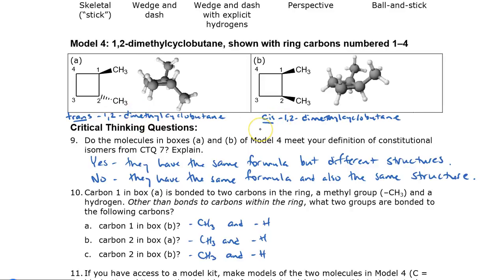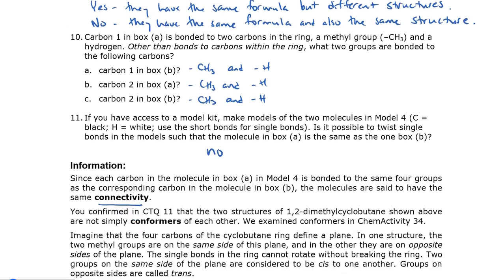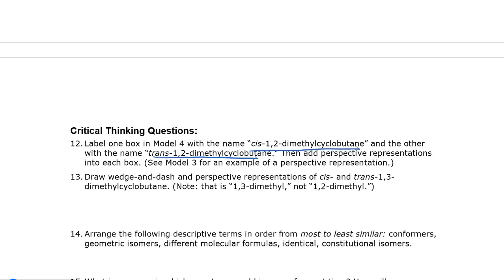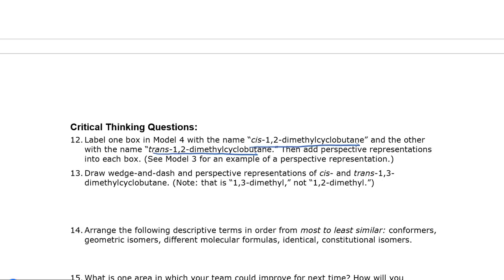When cis and trans are written in print, they usually put them in italics. When we're writing in handwriting, it's pretty difficult to make a distinction between handwriting and italics, and so we underline them. That serves the same purpose as writing them in italics. So they're the same name, but with the prefix cis or trans, which determines the orientation of those two methyl groups. And then the next part of this question says, add perspective representations into each box.